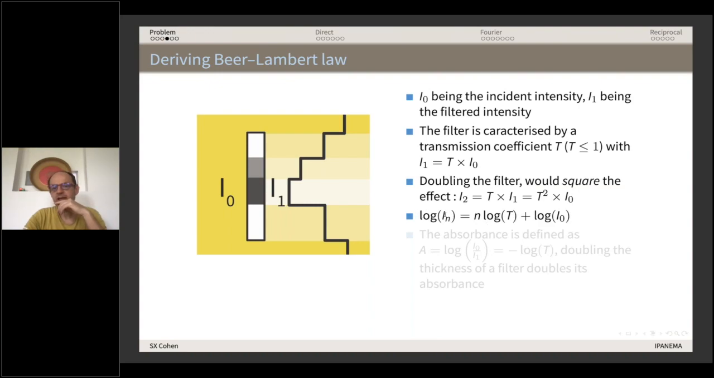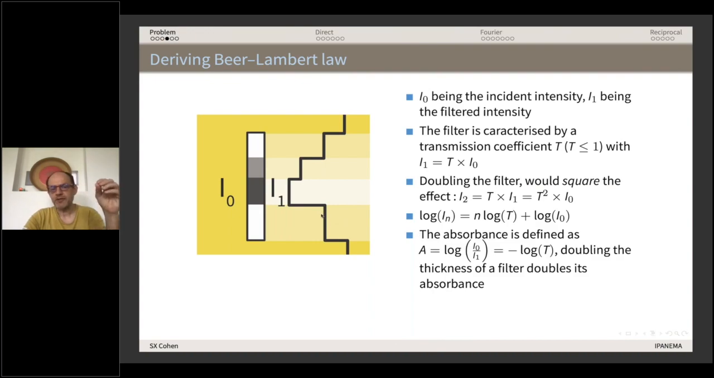If I take a log scale after n filters, I will get n times the log of the transmission plus the log of I0. Another way of doing that is to take the absorbance, and say that what I'm looking at is the log of I0 over I1, and this is minus the log of T.